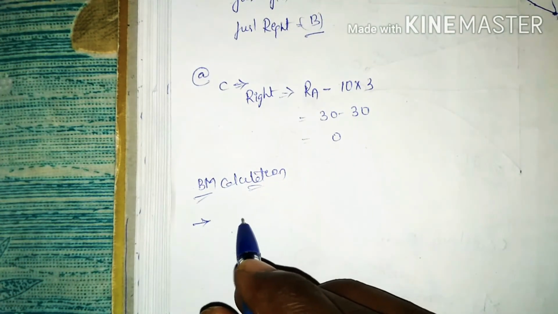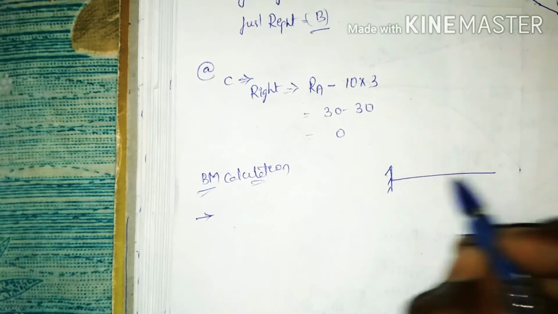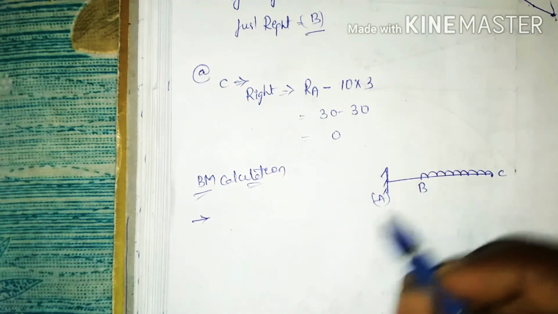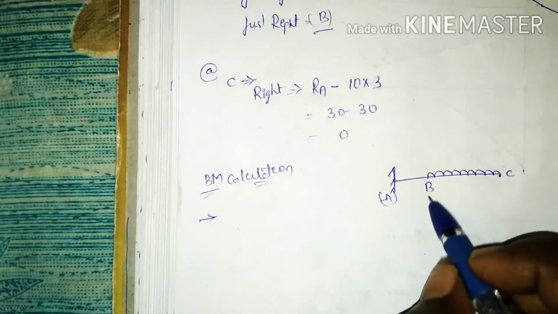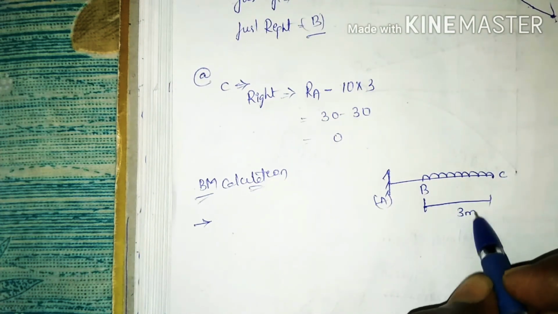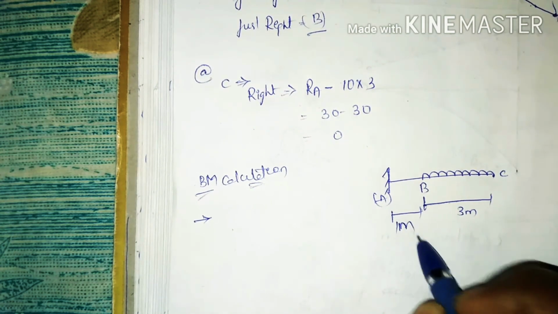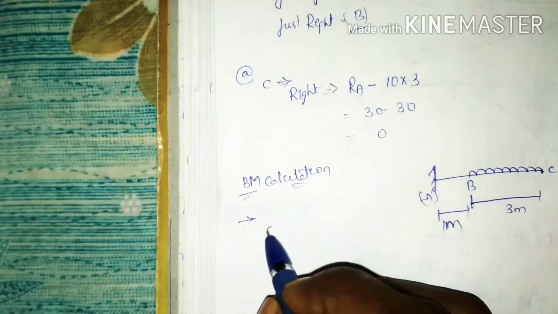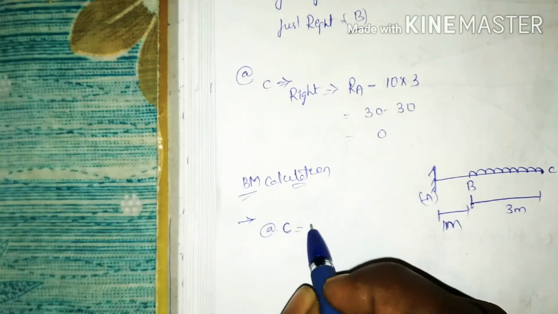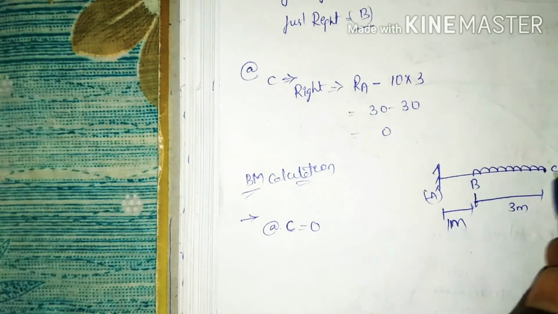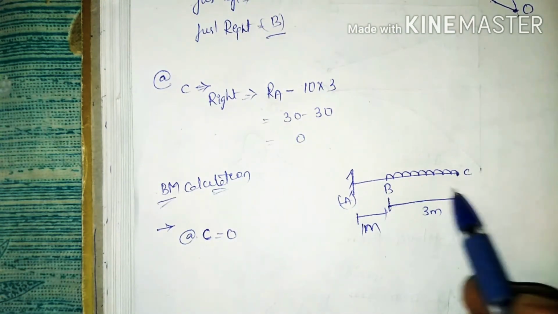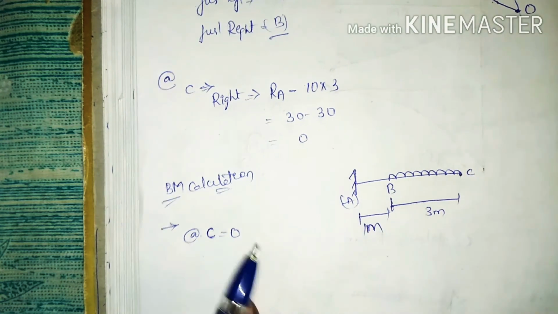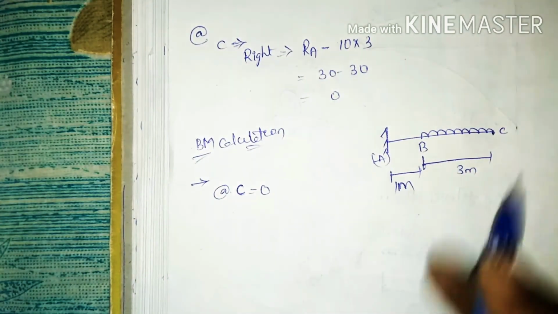For the bending moment calculations, here we are having a B point, a C point and an A point. The span is 3 meters and this is 1 meter. Here, the moment about C is equal to 0, since it is a free end support and there is no other load to multiply by the perpendicular distance up to C, so the moment about C is equal to 0.